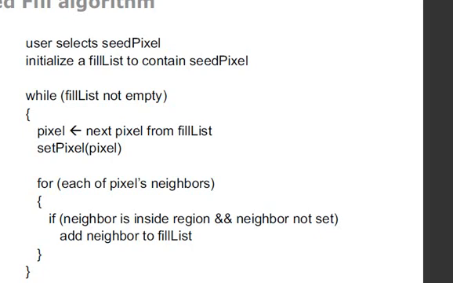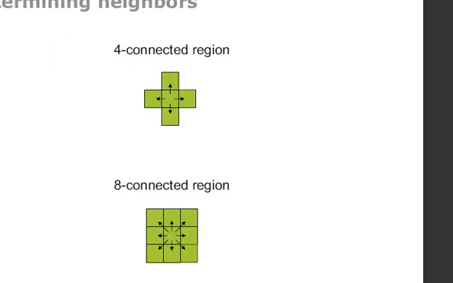In the filling algorithm, while the fill list is not empty, we set some colors. And if the neighbor is inside the region and the neighbor is not set, then we add the neighbor to the fill list to fill the color. For determining the neighborhood, we basically have 4-coordinate regions and 8-coordinate regions. 4-coordinate means the 4 sides of the selected pixel, and 8 is for the 8 sides.